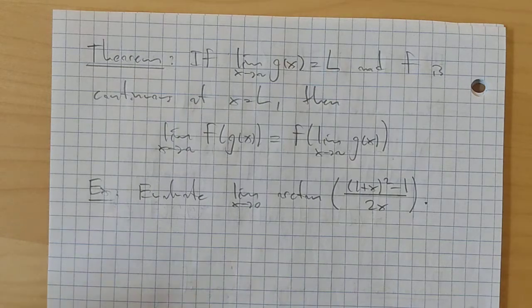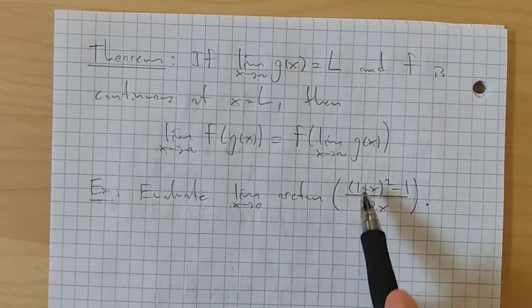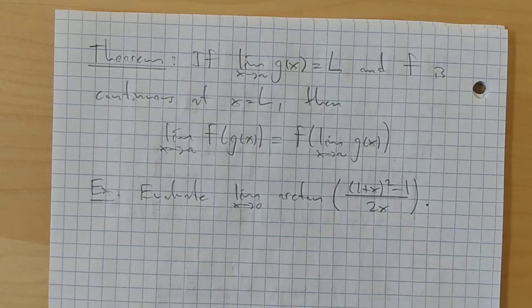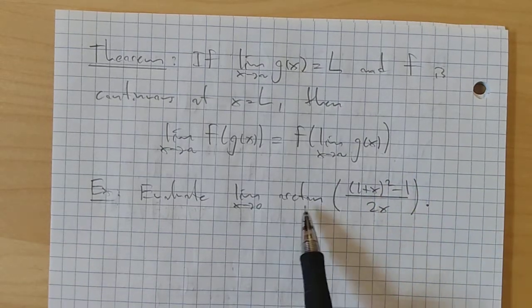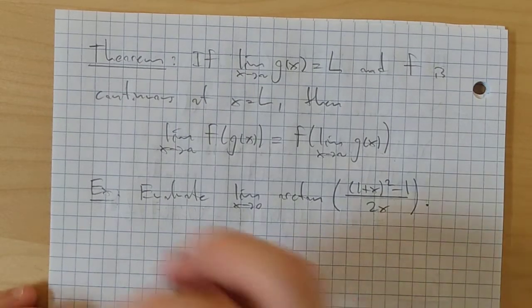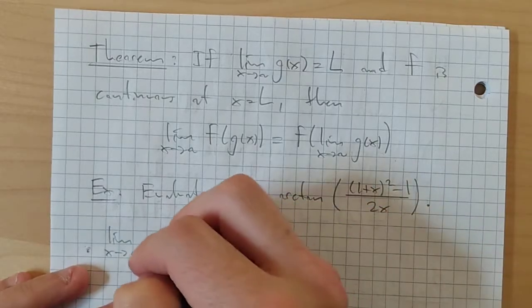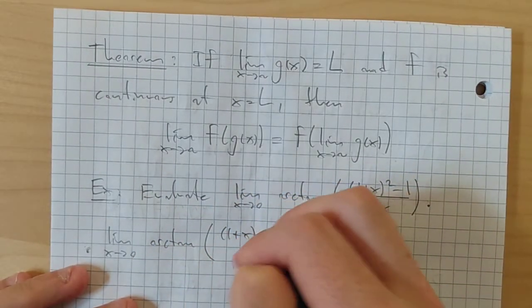So let's use that theorem to evaluate a limit. So here's a typical example. We're trying to evaluate the limit as x approaches 0 of arctan of (1 plus x) squared minus 1 over 2x. And you see there's this kind of algebraic thing in here, but then there's this arctan in front. And if I try to evaluate this limit as we usually do, you'll see what happens.